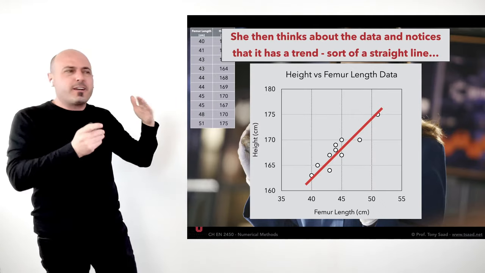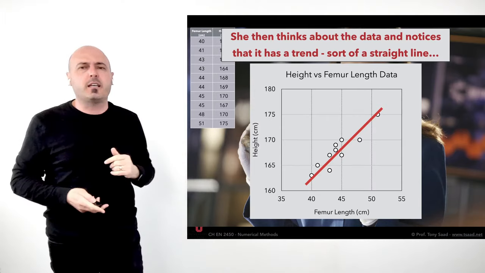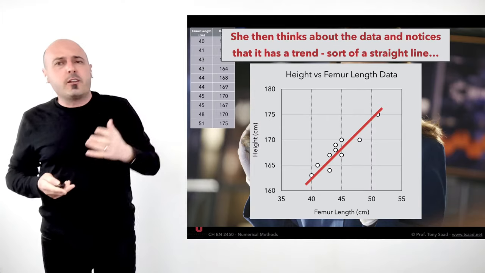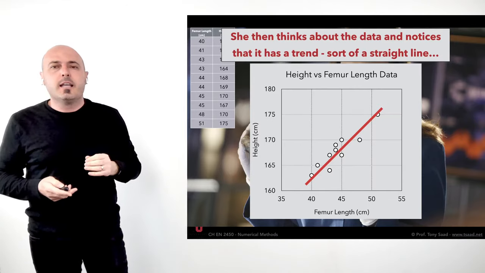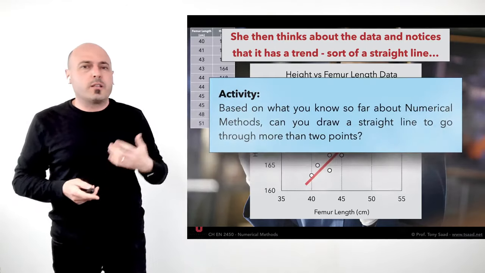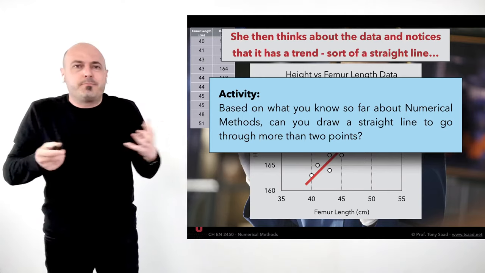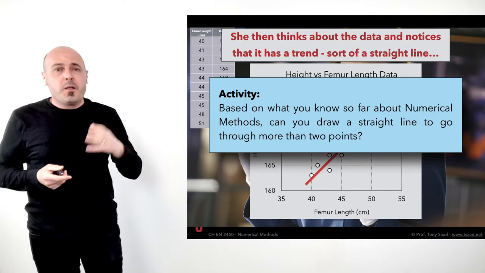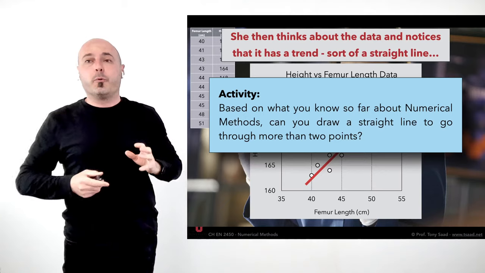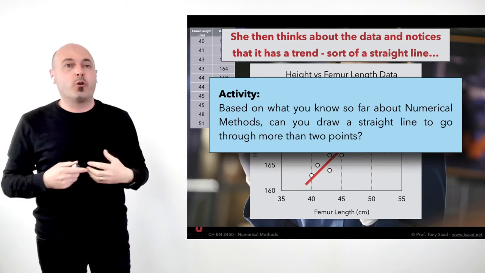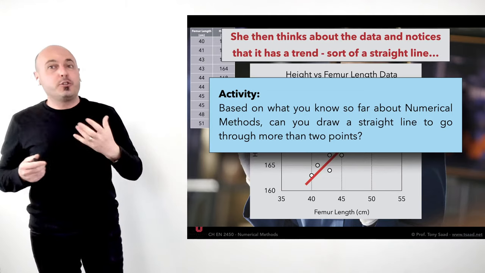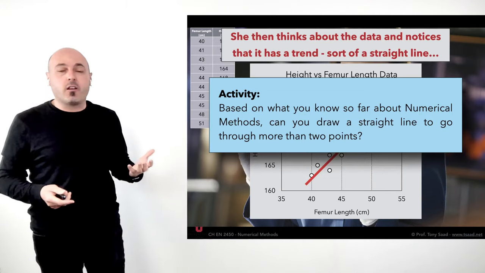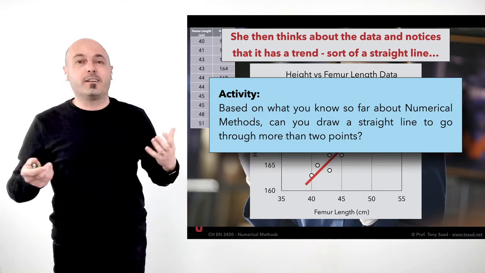But we're going to have variability between the different data points. And so instead of saying, I want to do interpolation to get the point exactly, how about I do something that kind of captures the trend? But now I want to ask you, based on what you know so far about numerical methods, could you fit a straight line into more than two data points?